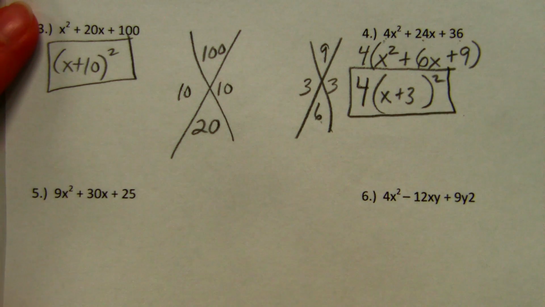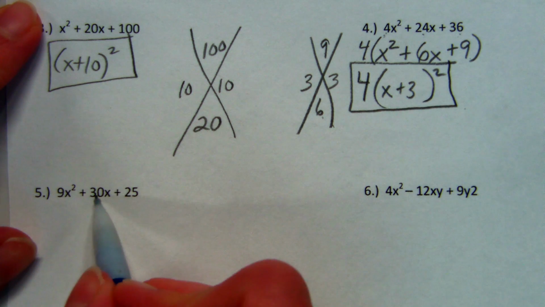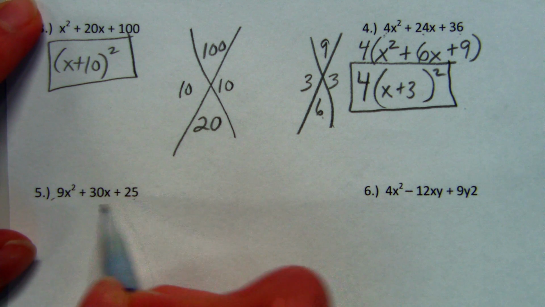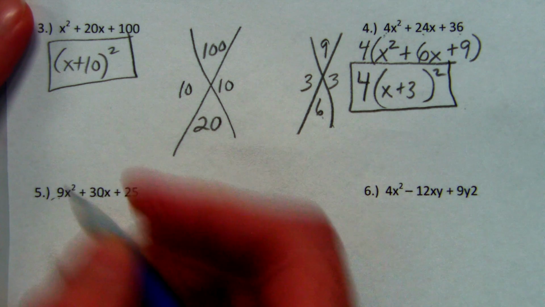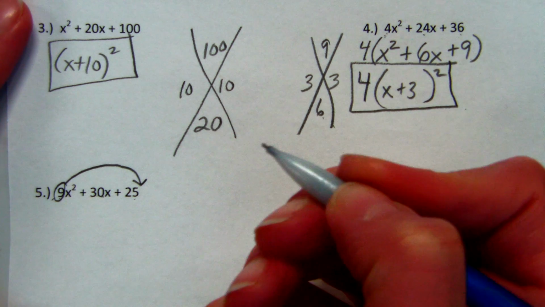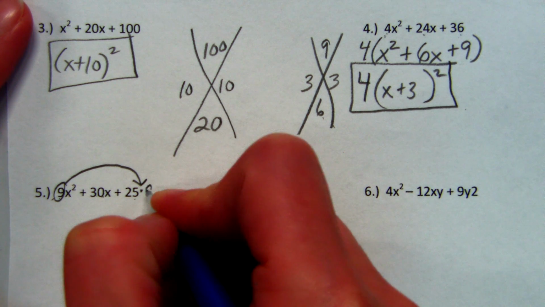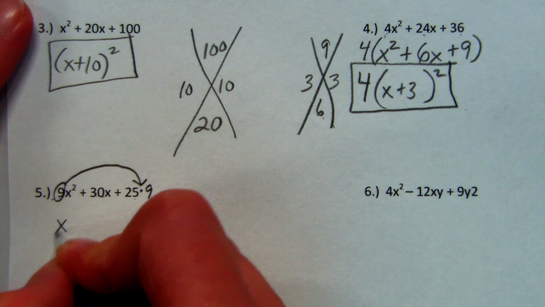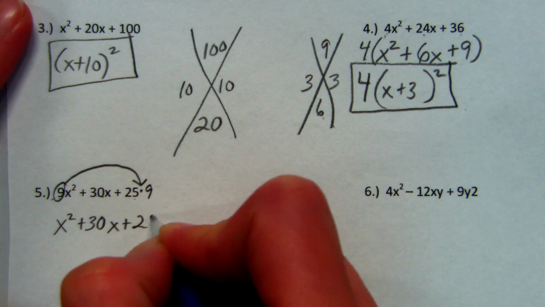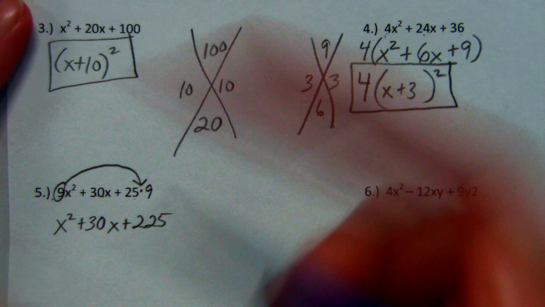All right, so when we get to number 5, I notice I cannot take a 9 out of everything. I can't actually get anything out of 25 that goes into 9 and 30. So that means I am stuck doing the slide, divide, bottoms up method. So I'm going to take this times 9, so I'll get x squared plus 30x plus 225.